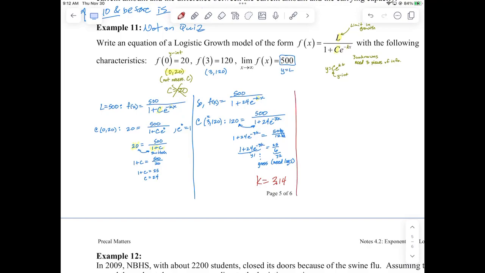Then you would just plug that back in right up here, and you'd say, so f of x equals 500 all over 1 plus 24e to the negative 3.14. That's whatever your k is to 3 decimals, 3.141, because we like 3 decimals. 3.141 times x, and you're done. That's how you write the equation. All right? So I'm not going to find the exact value of k, but you get the idea.